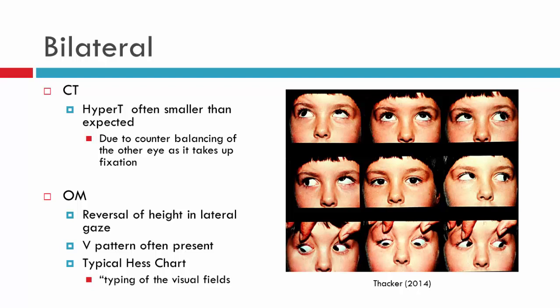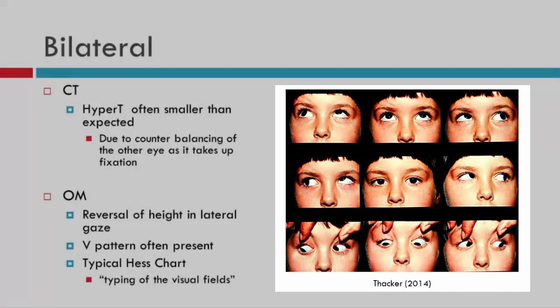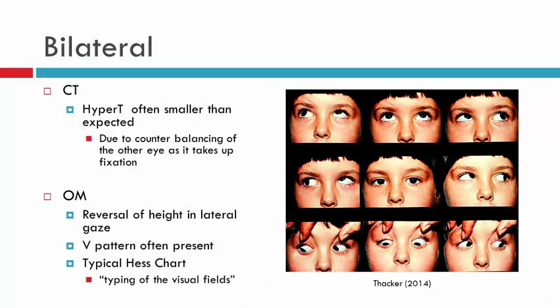In the unilateral patient, it tends to be only slight, or it may not be there at all. In the case study here to the right, it's not clear whether there is a V pattern. We'd need to actually measure the deviation in up and down gaze to compare. I want to bring your attention back to the reversal of height. In this particular patient, the reversal of height is very distinct.